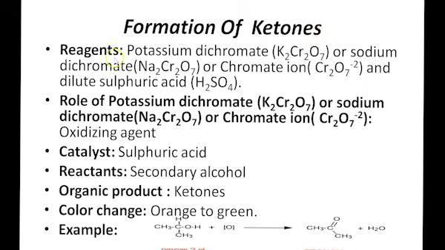Formation of ketones. Like aldehydes, we are using the same reagents: oxidizing agent and dilute sulfuric acid. Role of potassium dichromate or sodium dichromate: they act as an oxidizing agent. Catalyst, sulfuric acid. Reactant, secondary alcohol. The organic product here is a ketone, unlike aldehyde. Color change, orange to green. For example, secondary alcohols when reacted with the oxidizing agent produce propanone, that is a ketone.